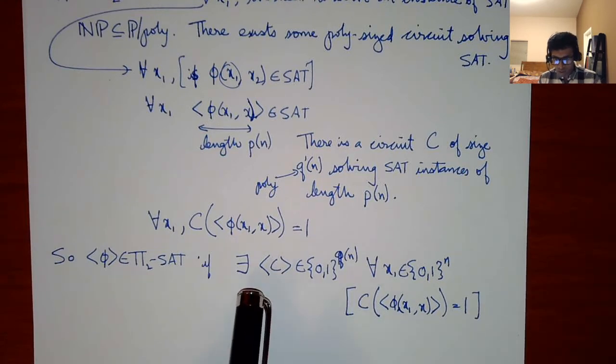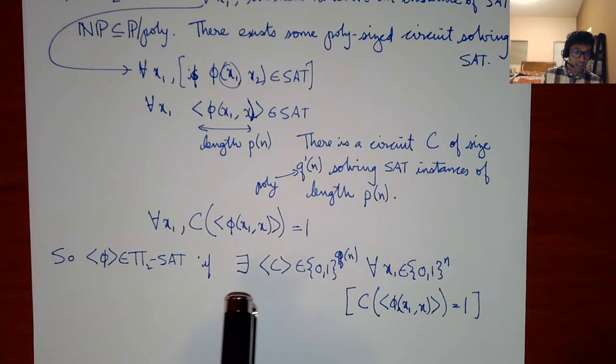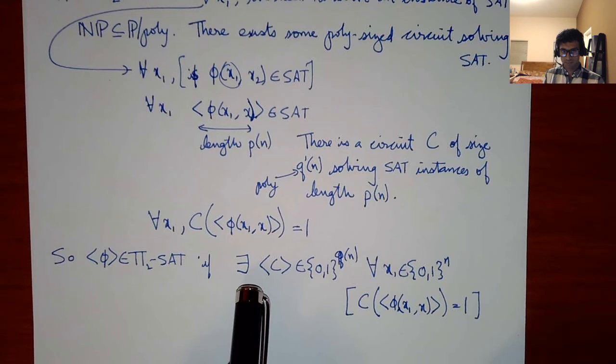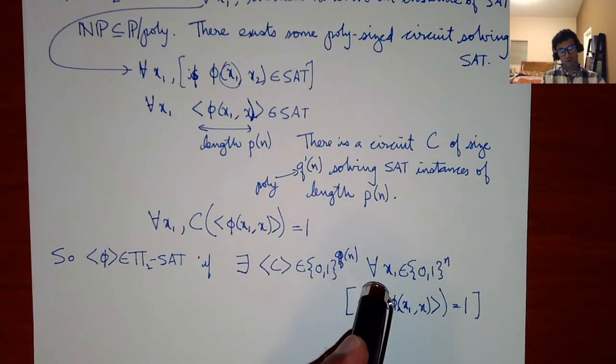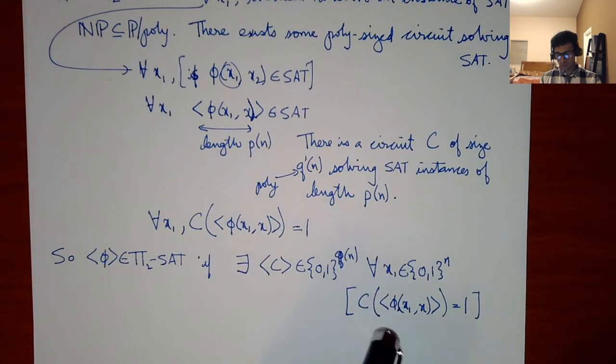So we use the non-determinism, the initial existential quantifier, to actually guess what the circuit is. And once you guess the circuit, then you say, okay, then for all x1, you use that circuit to determine if it's satisfiable or not. This is the idea. And we're just going to make this formal. Any questions about the idea?